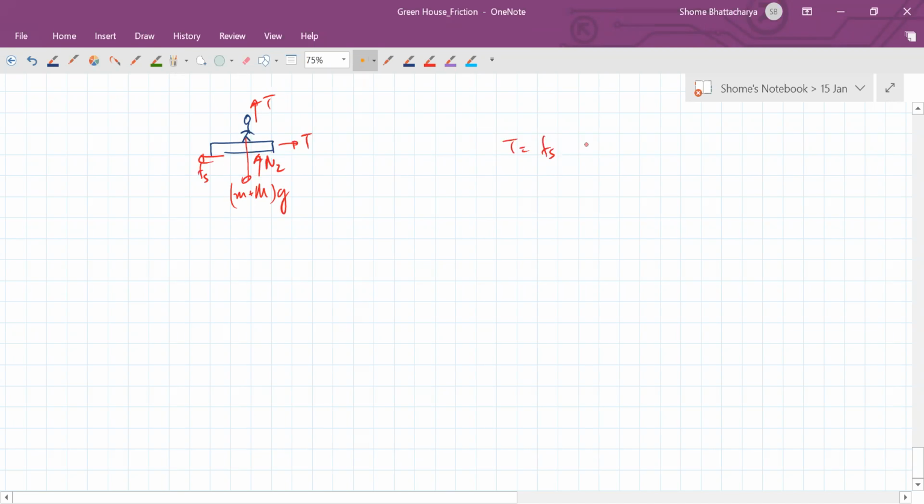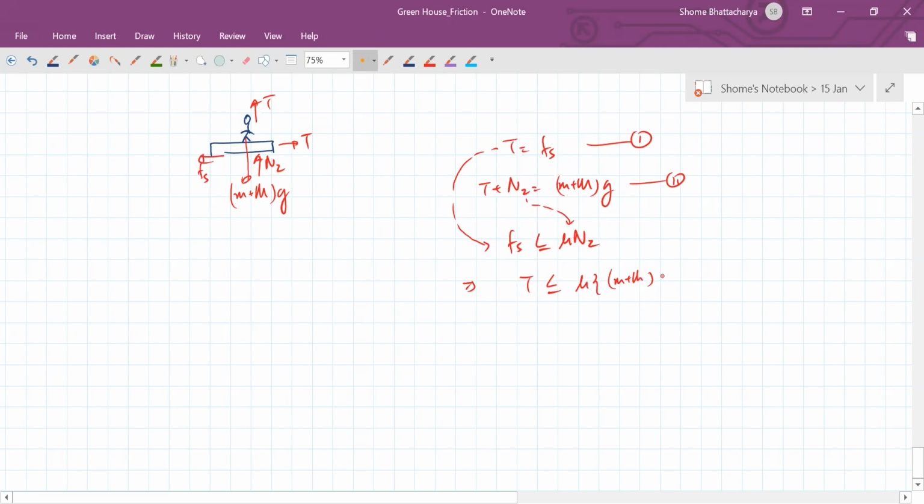So tension is equal to static friction. Okay. Tension plus N2 is equal to (M plus m)g. Okay. And static friction should not exceed mu N2. So from equation 1 you substitute this here, and from equation 2 you substitute N2 here. So you'll get tension should be less than or equal to. It's the same thing basically. So F is equal to T, so that's one and the same. All right, so that's that.